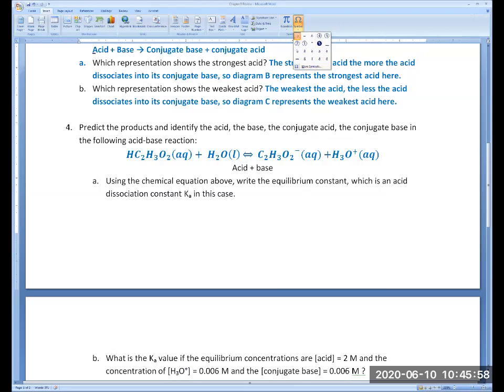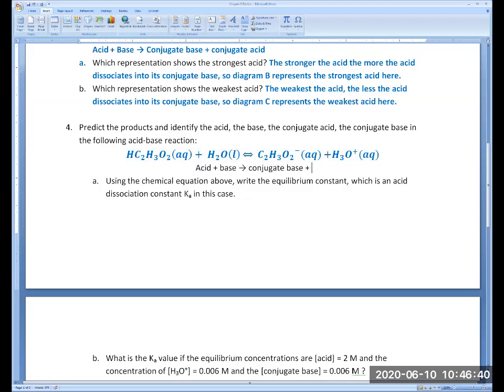So here I will put just a single arrow, but it should be a double arrow. So which one is the conjugate acid and which one is the conjugate base? Because we need to identify that. So C2H3O2 minus, is it the conjugate acid or conjugate base? Yes, it's the conjugate base because it came from the acid, right? The conjugate base must be the one that came from the acid.